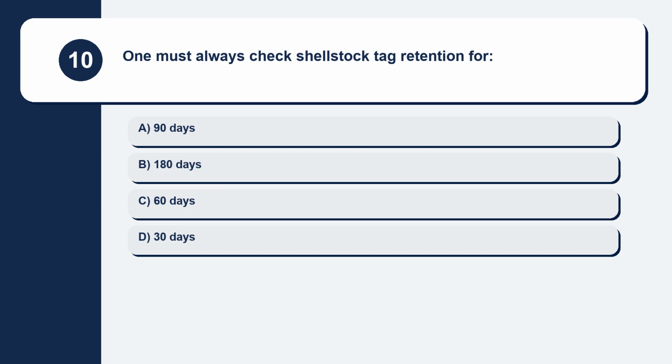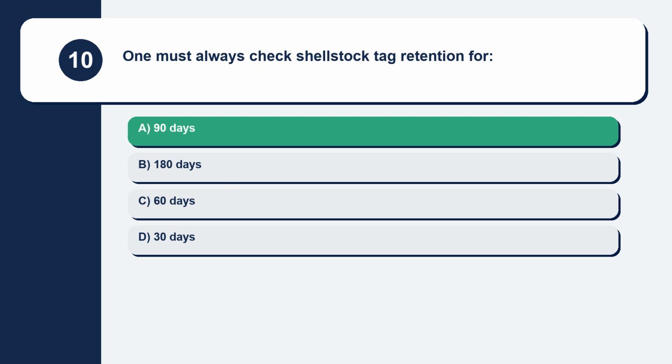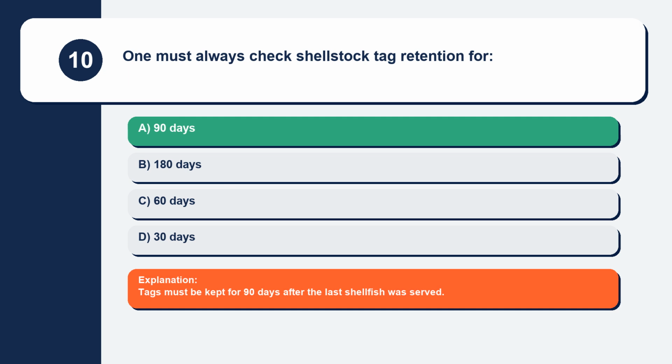Question 10. One must always check shellstock tag retention for: 90 days, 180 days, 60 days, 30 days. Tags must be kept for 90 days after the last shellfish was served.